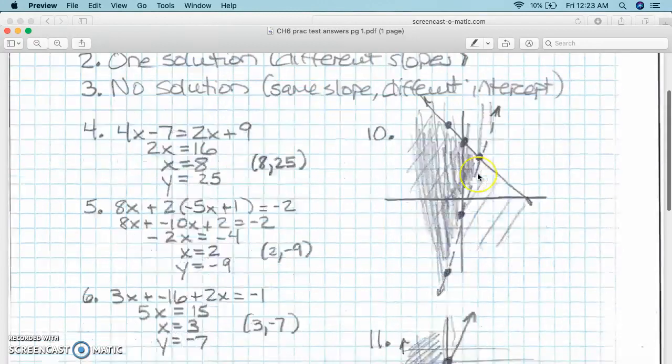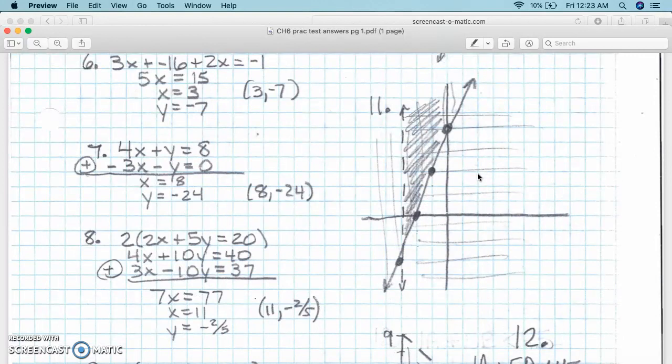Number 11. Again, graph the two lines. The first one was x is greater than negative 3. So x is negative 3 right here, dashed line because it's not or equal to, and x is greater to the right. So we shaded to the right of that dashed line.